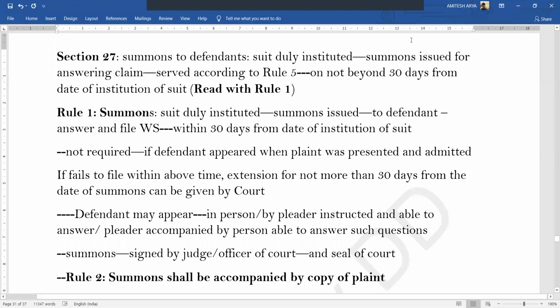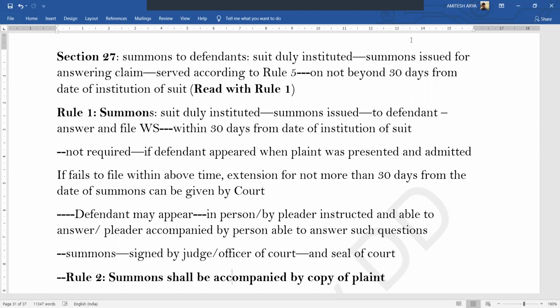So under Section 27, it is said that summons to defendants in a suit duly instituted will be issued for answering the claim. And how will it be served? It will be served according to Rule 5 and not beyond 30 days from the date of institution of suit.